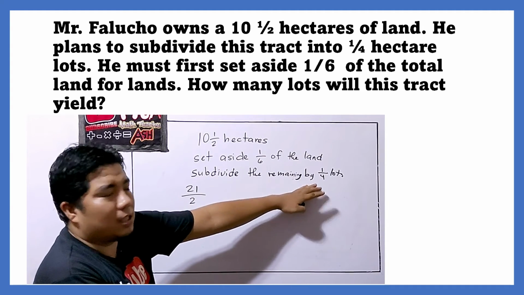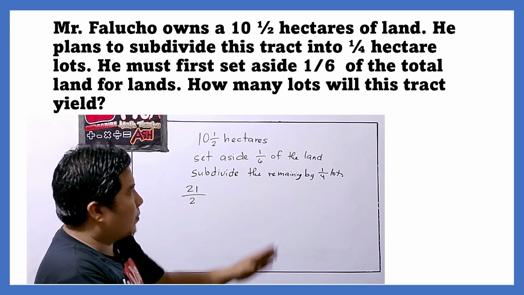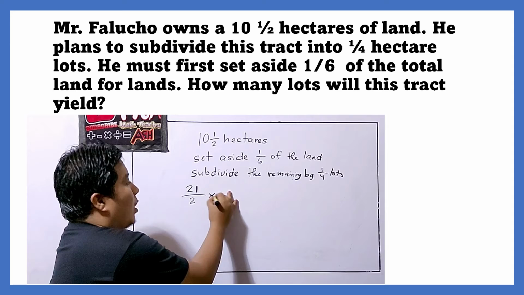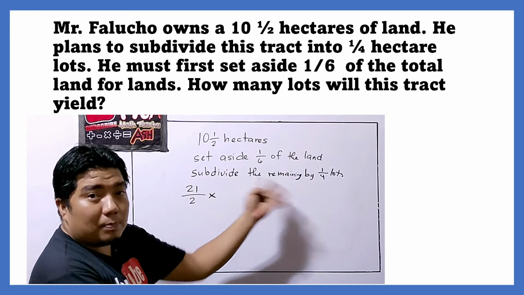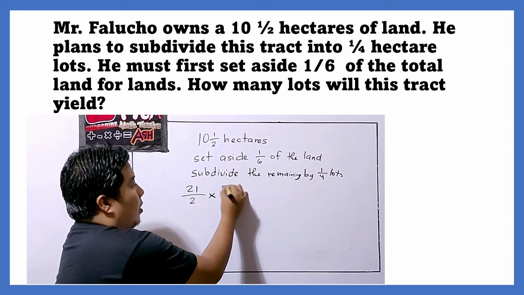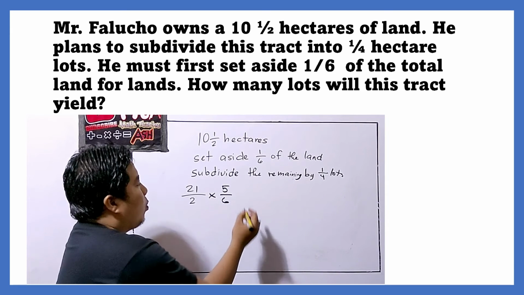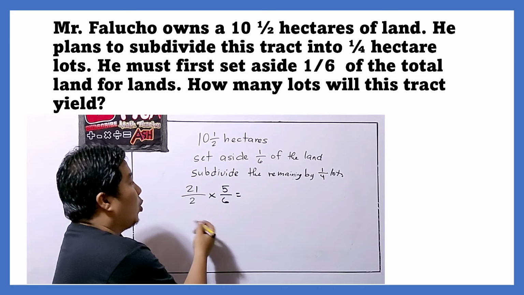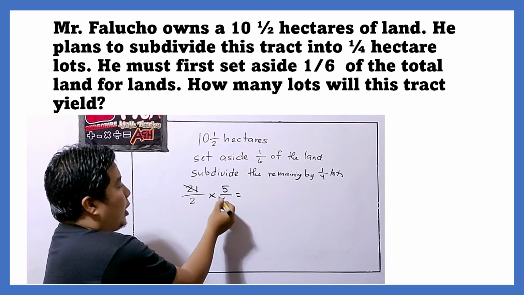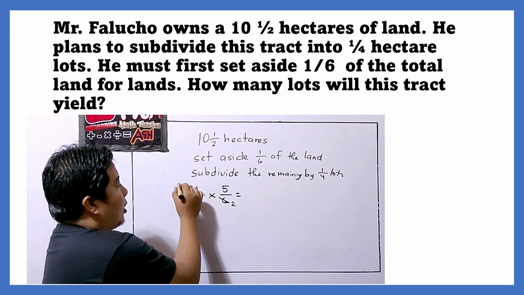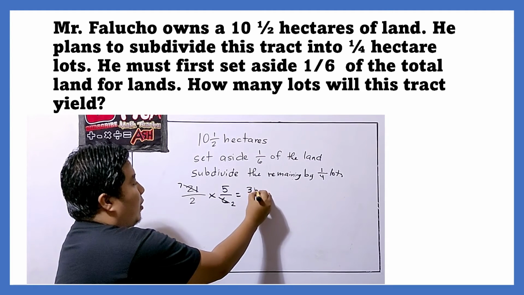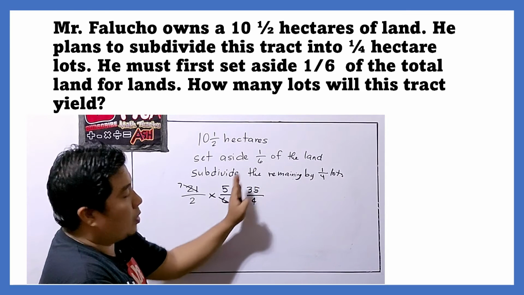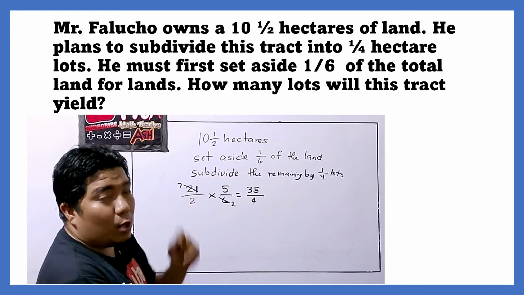Now, we need to set aside 1/6 of the land, and the remaining will be used for the 1/4 lots. Since 1/6 will be set aside, of course, what will be used for the subdivision is 5/6 of that land. Now, we need to get 5/6 of 21 over 2. By doing so, you can use the cancellation. This will give you 2 and this will give you 7. 7 times 5, that is 35 over 4. Now, this will be the remaining land of this 10 and 1/2 hectares.